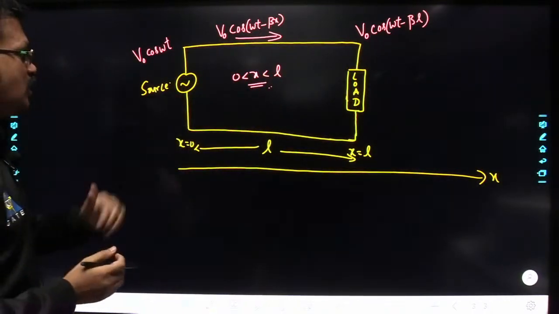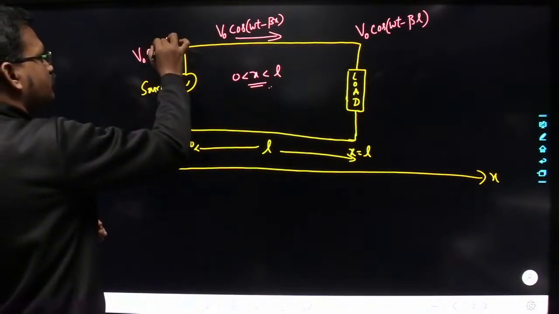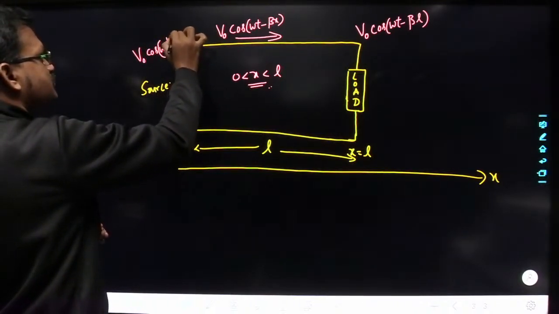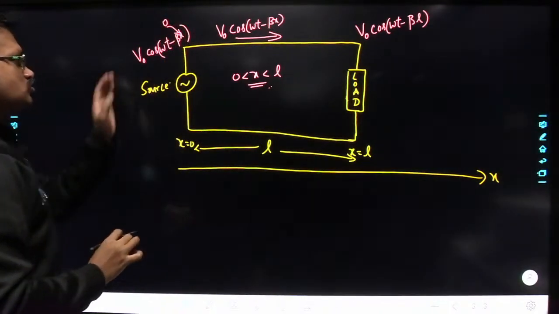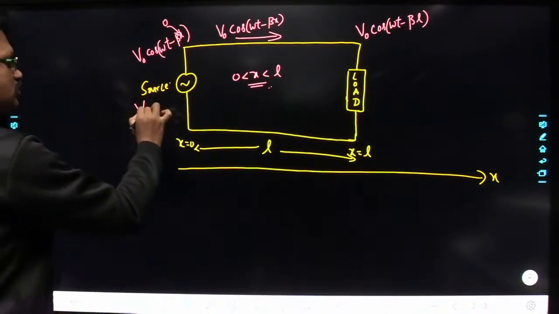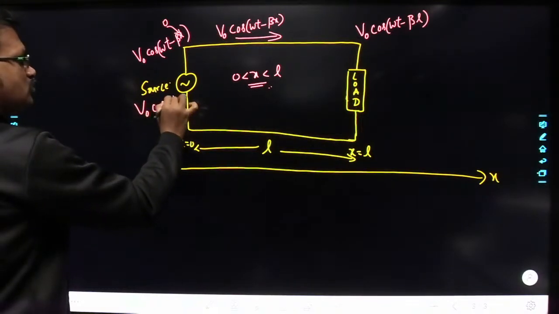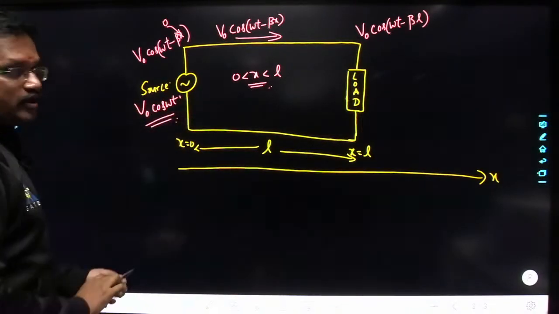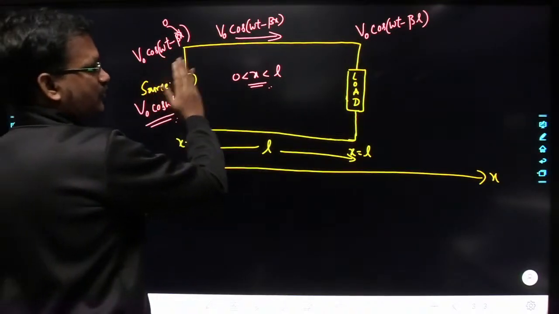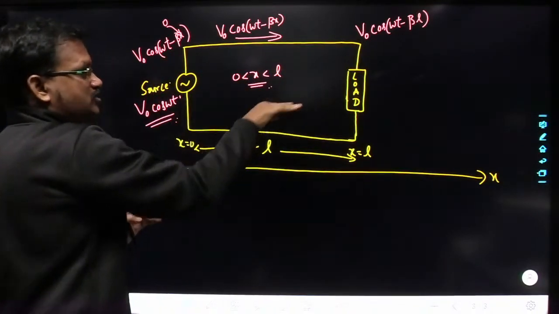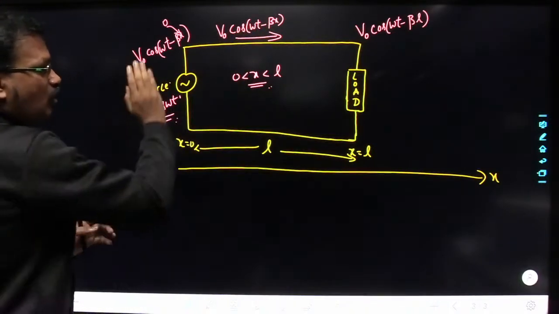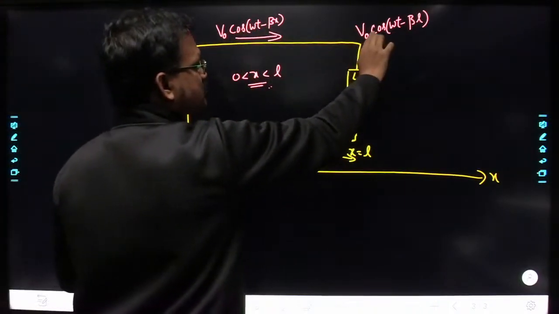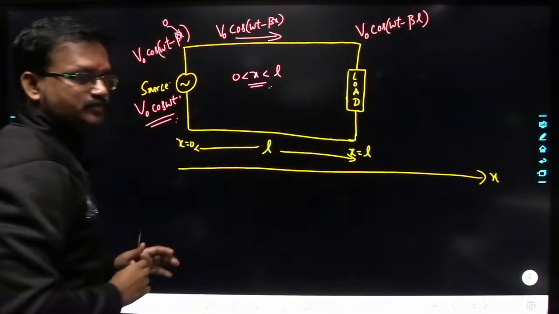Understood? So here also I can write cos of omega t minus beta x, where x is equal to 0. That is why we get the signal at the source as V0 into cos omega t. Now it is propagating from source to load in the rightward direction, so I represent this as V0 into cos of omega t minus beta x. Once it reaches the load, I can represent it as V0 into cos of omega t minus beta L.